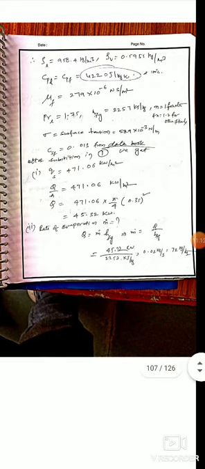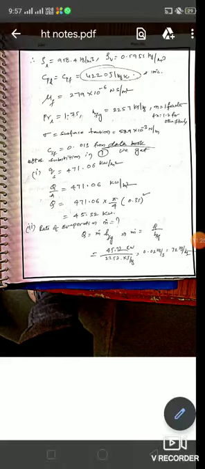Next, rate of evaporation, m dot. What is the rate of evaporation? Q is equal to m dot HFG. This is the basic formula. We know this relation, Q is equal to m dot into HFG, because the Q we found above is specific.